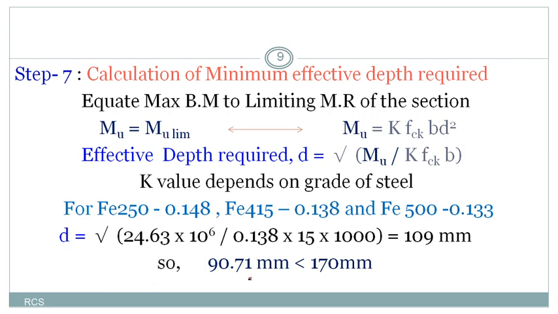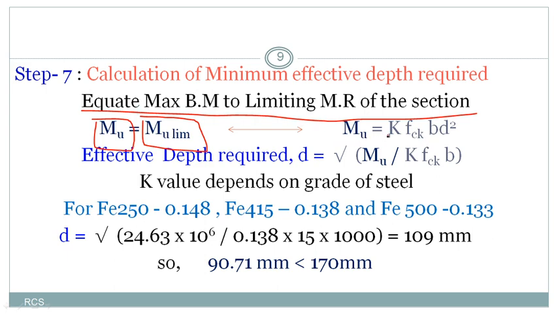For the given bending moment, what is the minimum depth required to resist that bending moment, that we have to calculate. That can be calculated by equating the maximum bending moment to the limiting moment of resistance of a section. So the maximum bending moment, that is the ultimate bending moment, is Mu, and the limiting moment of resistance is Mu limit. If we equate these two, Mu equals k into fck into bd square, which is Mu limit.